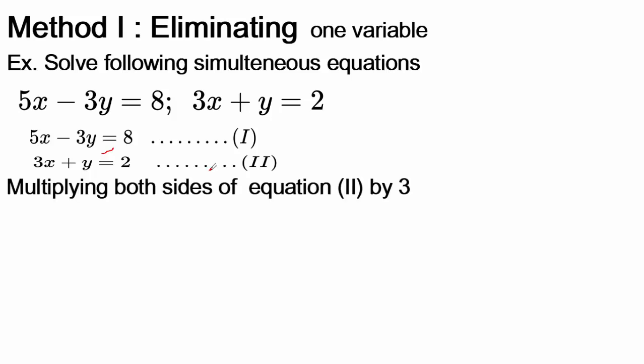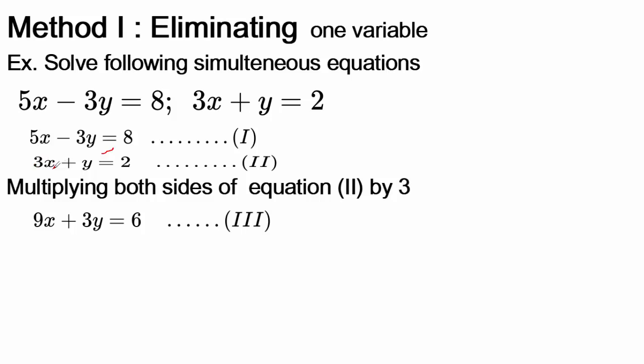If we see these two equations, the coefficient of y in the second equation is 1 and the coefficient of y in the first equation is 3. Therefore, if we multiply the second equation by 3, the coefficient of y becomes the same. So, we shall multiply the second equation by 3. Multiply by 3 means multiply each term.